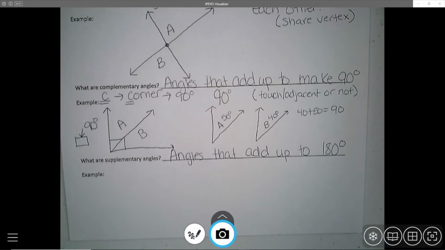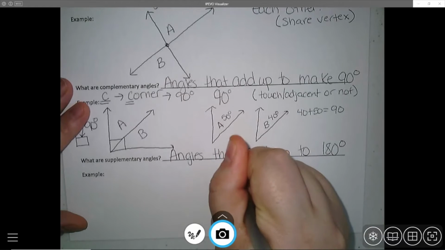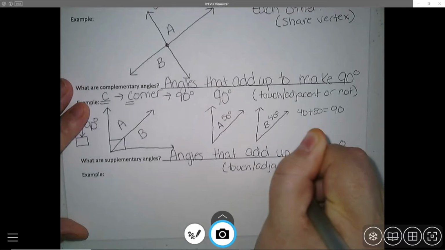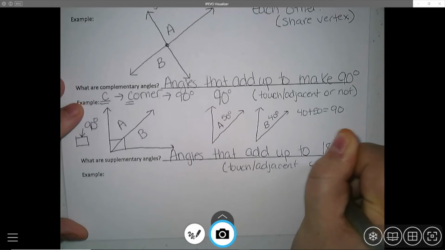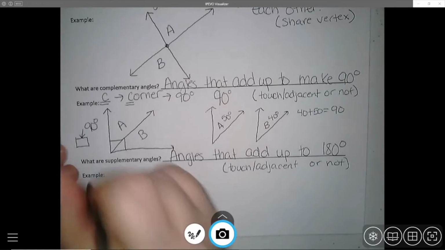Now, really the only difference from complementary to supplementary is what they add up to. Complementary angles add up to 90. Supplementary angles, these are touching, these are adjacent, or they are not, but they add up to 180. Okay, there's a couple things that we see on this.